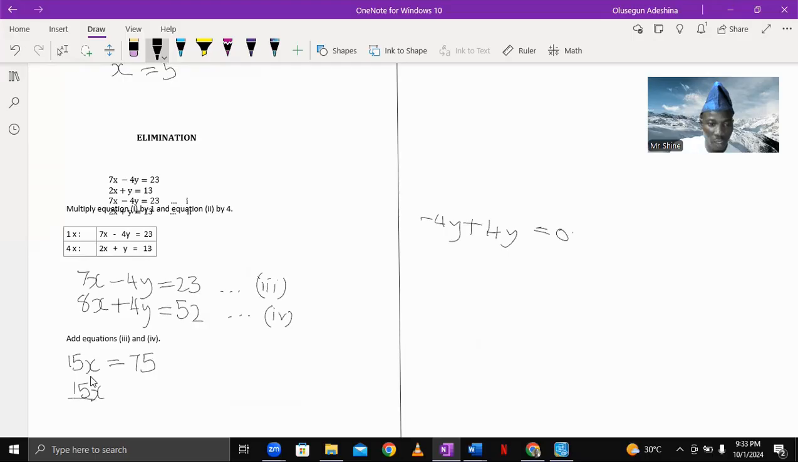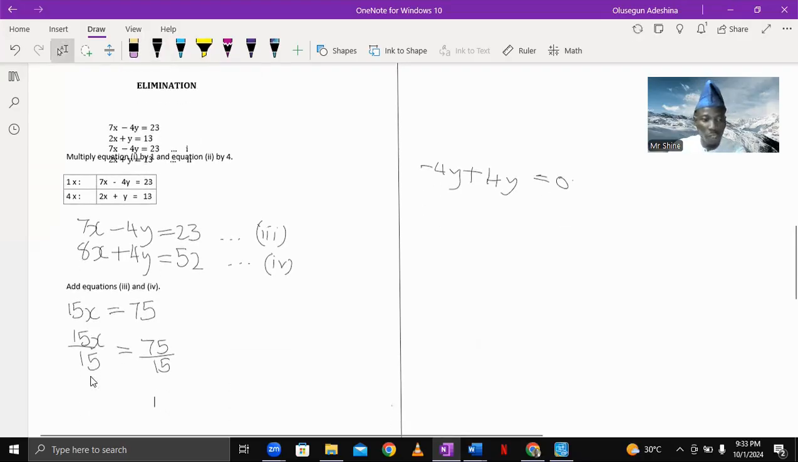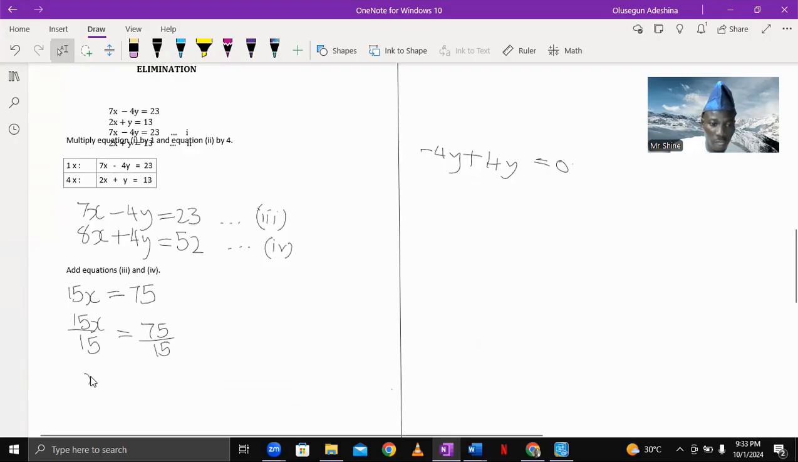We have 15x over 15. Then on the right hand side, we have 75 over 15. So 15x over 15, of course, that gives us x. 75 over 15 is 5. So definitely our value for x is 5. Now that we know our value for x, the next thing is to use that new value of x in any of the first two equations. Those are equations 1 and 2. So let's see how that goes.